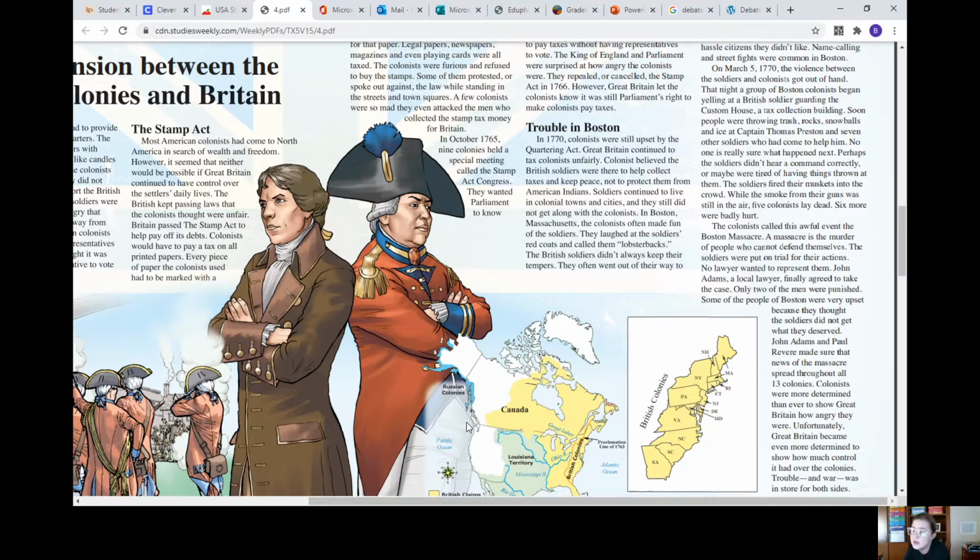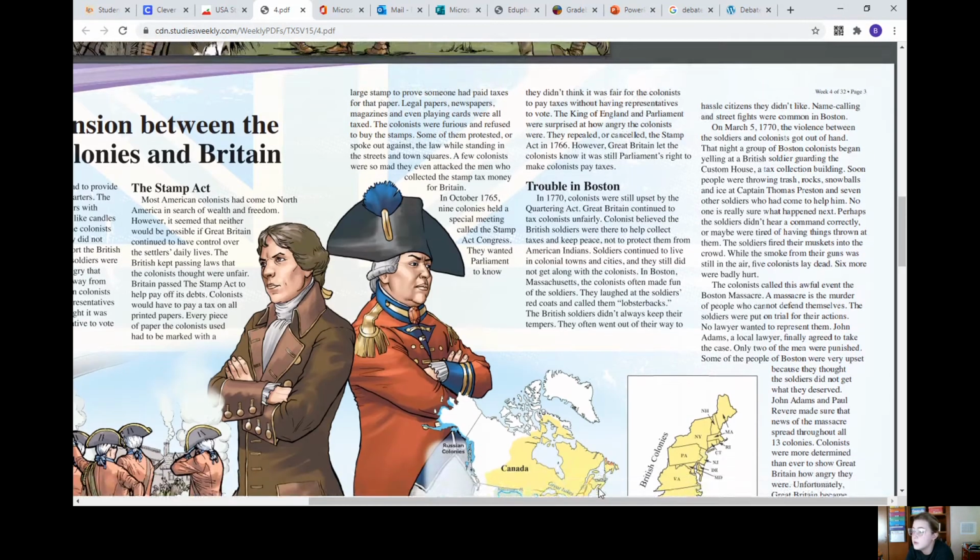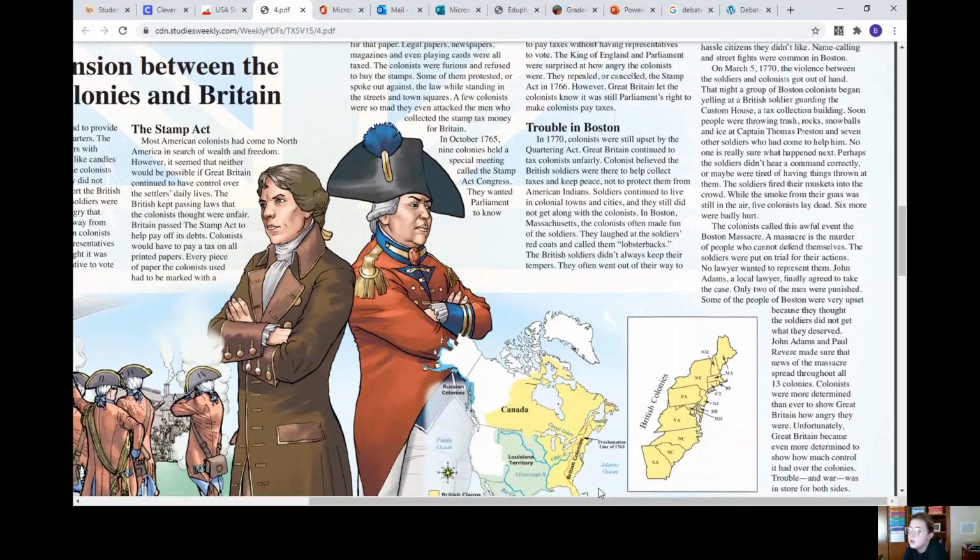In Boston, Massachusetts, the colonists often made fun of the soldiers. They laughed at the soldiers. Redcoats, they called them lobster backs. The British soldiers didn't always keep their tempers. They often went out of their way to hassle citizens they didn't like. So on March 5th, 1770, the violence between the soldiers and the colonists got out of hand.